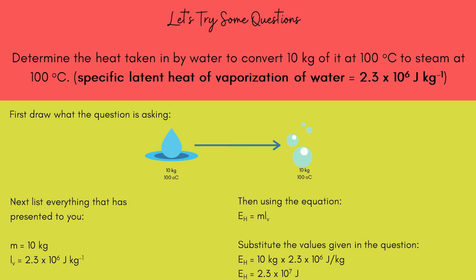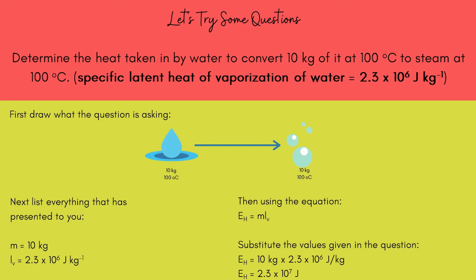Then we have to list all of the variables given in the question. So we already got mass of the water is 10 kilograms, and then we know we're going from liquid to gas, so we'll be using latent heat of vaporization. The latent heat of vaporization of water is 2.3 times 10 to the 6 joules per kilogram. Stick that in the equation, E_H equal to mL_V, substitute everything, and you will get 2.3 times 10 to the 7 joules. Woo! That's a big number.